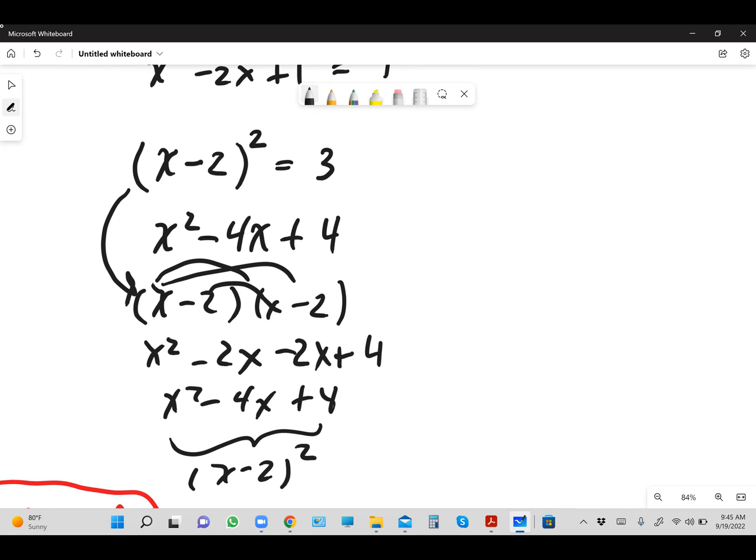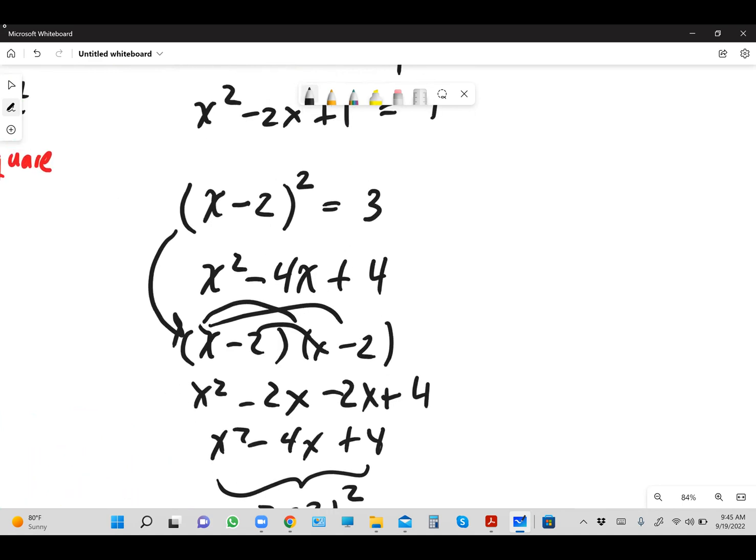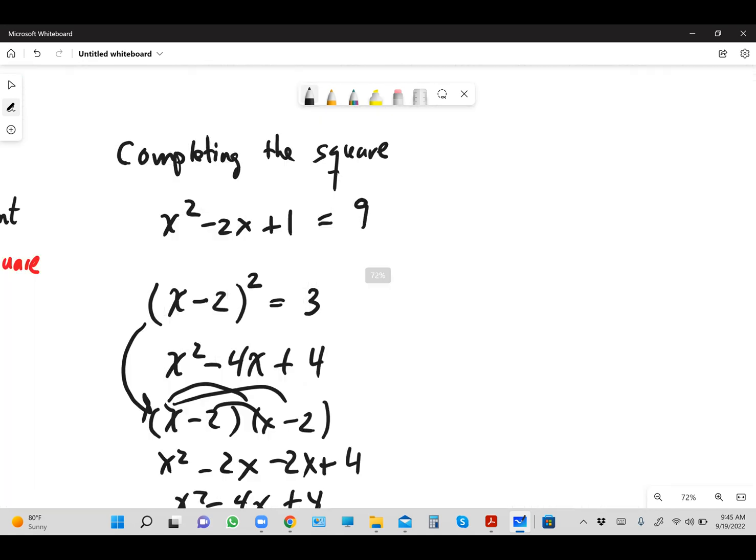That is a very powerful tool. Very powerful. Because it's one of the ways, in fact it is the way, to solve quadratics. That knowledge right there. So let's talk about this here. Look at this part here.